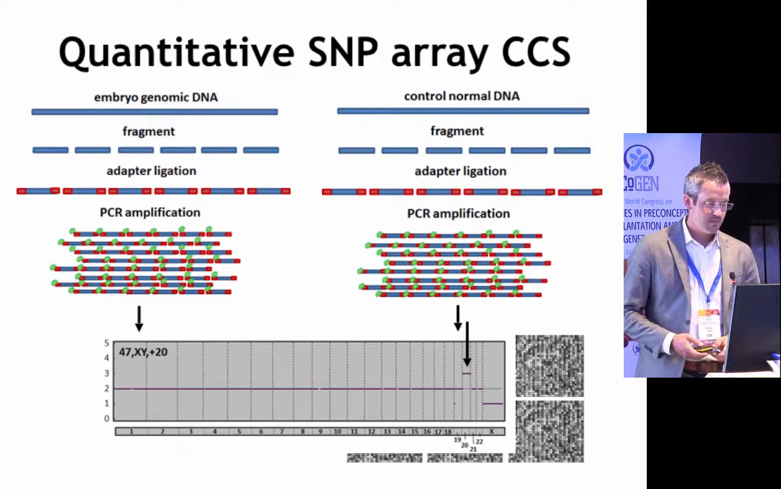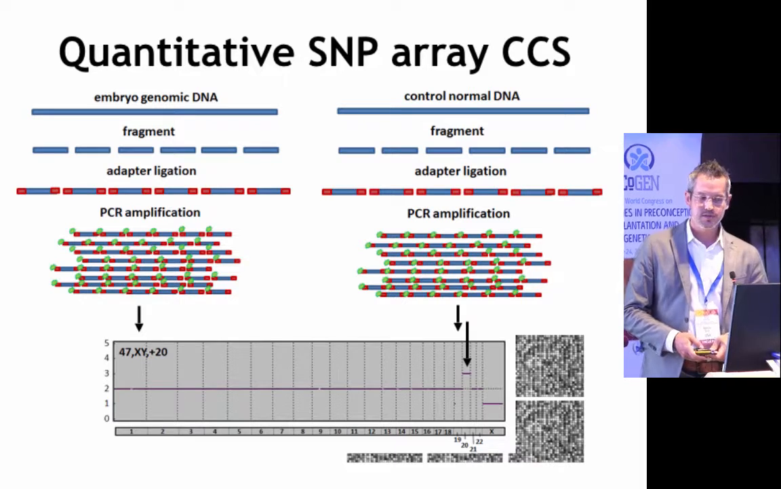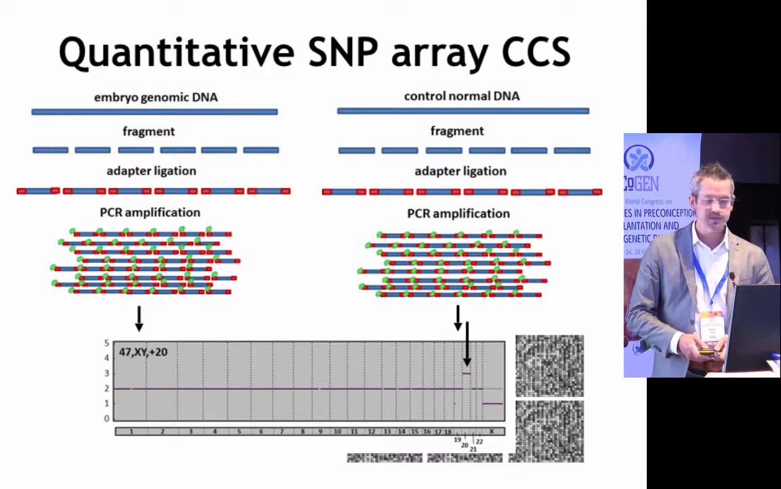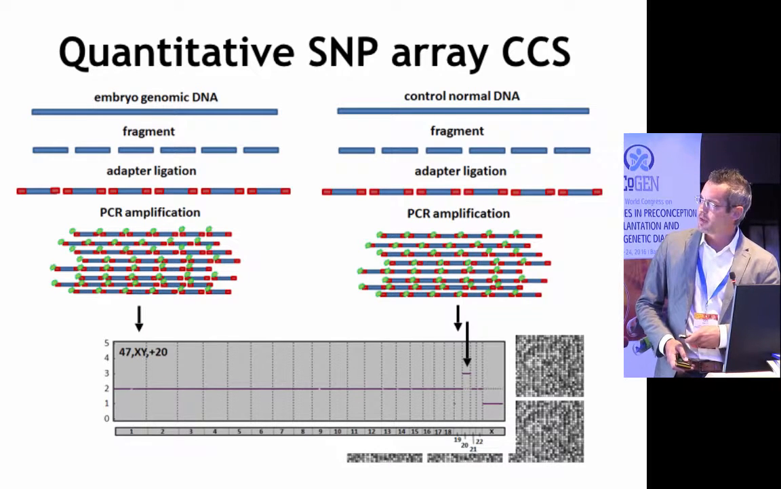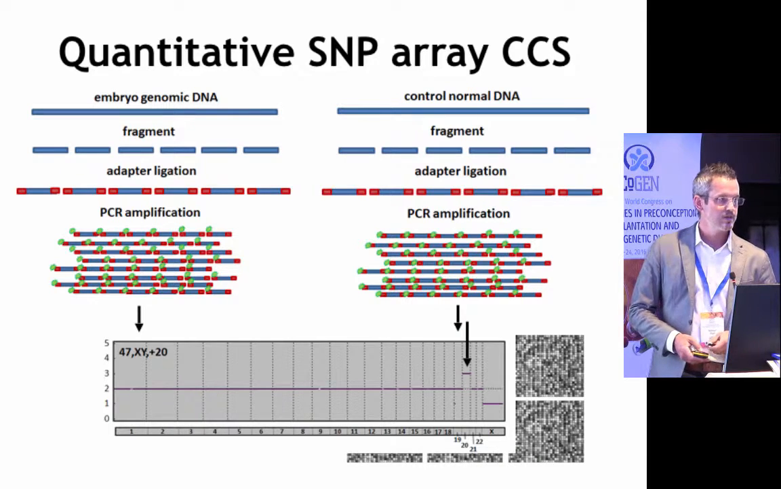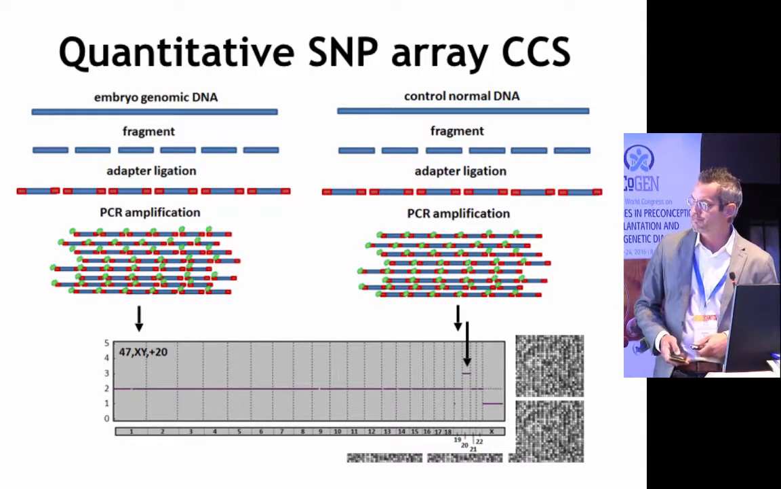So one of the methodologies that's been developed for looking at all 24 chromosomes is single nucleotide polymorphism arrays. And there is a quantitative approach that doesn't require genotyping information, where the embryonic DNA is amplified after adding an adapter, which can then be used as template for a PCR reaction.